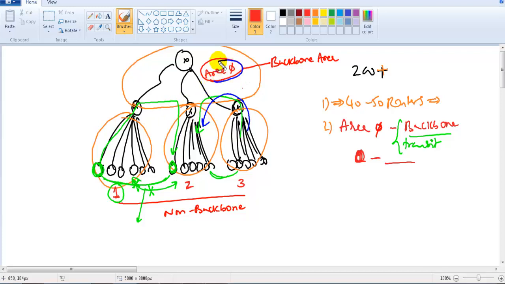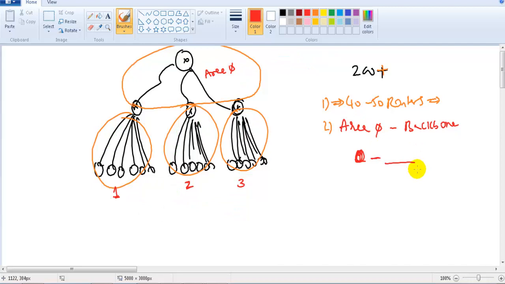So area 0 should be the backbone. These are the mandatory rules we need to keep in mind when we're designing. So area 0 should be the transit or backbone, we can say. And the third rule is that there must be at least one area border router.